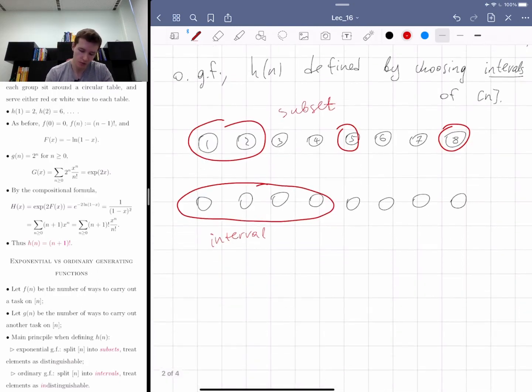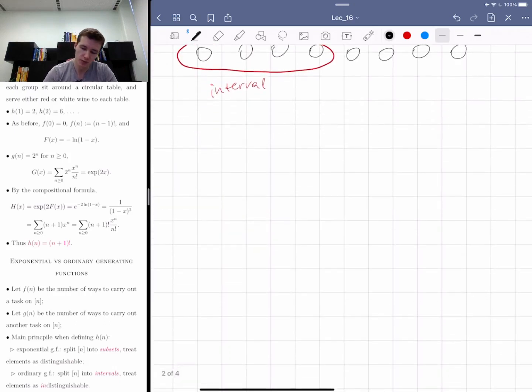So for each fact I gave you about the exponential generating functions, let me give you the analogous fact for the ordinary generating function. The first one was the product formula.